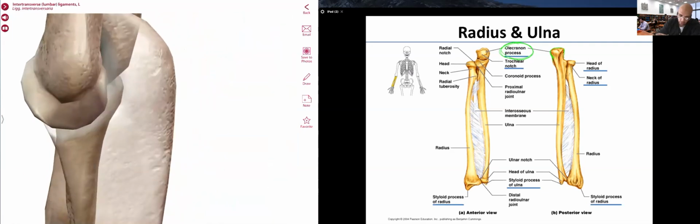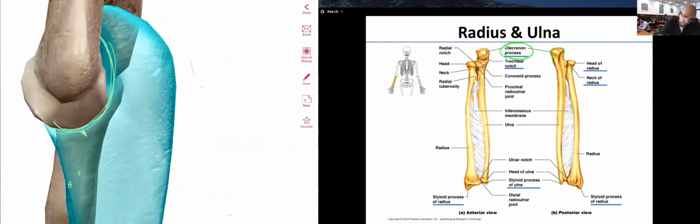So what we're looking at in here, this is my ulna, and if you notice, I have a notch in the ulna where the trochlea is going to be articulating. So we call this here, the notch in the ulna, my trochlear notch.